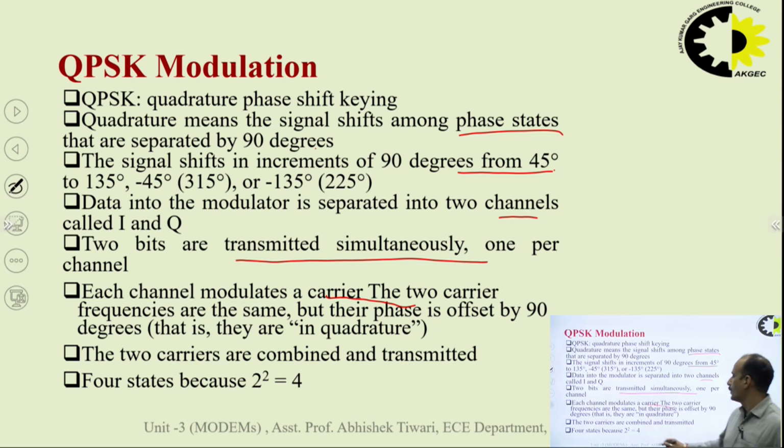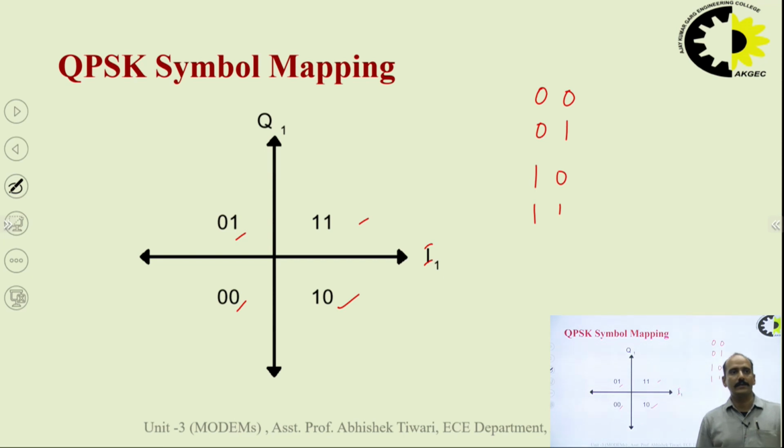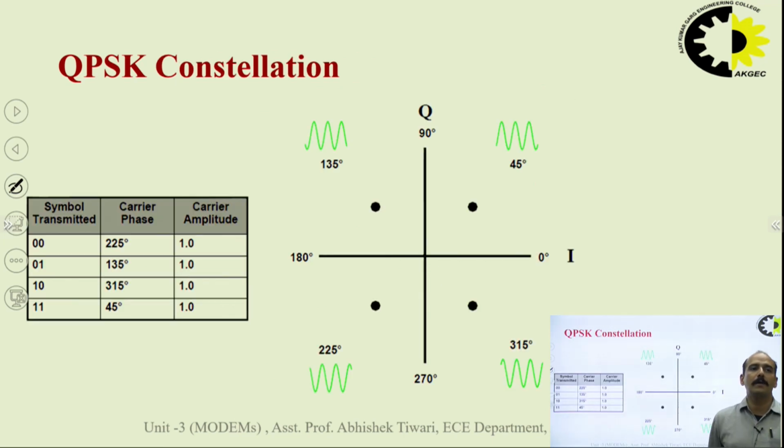That is because 2 to the power 2 is equal to 4. Then this is the QPSK modulation mapping, the symbol mapping. So as per this symbol mapping and as per the carrier phase delay, you can easily see here the symbol transmitted.